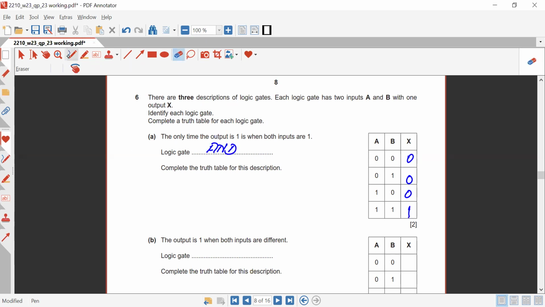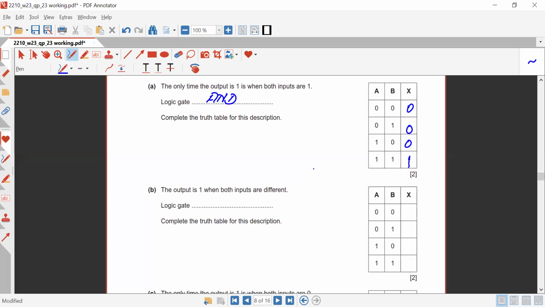Coming to the next one. The output is 1 when both inputs are different. That means an XOR gate. Why is it an XOR gate? Because the XOR gate simply says the output is 1, or high, when the inputs are dissimilar. Otherwise, it will be a 0.